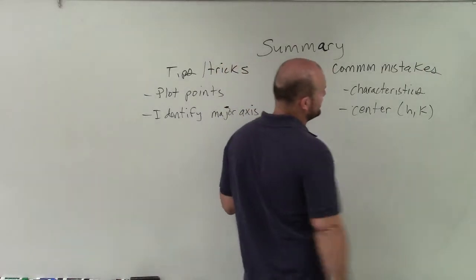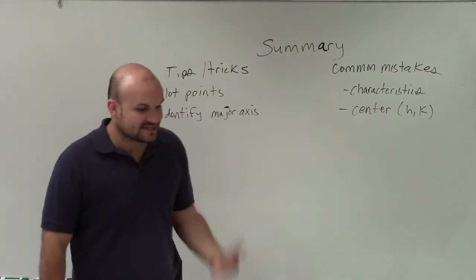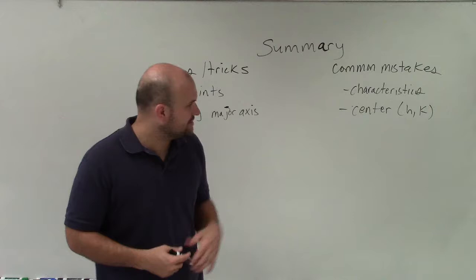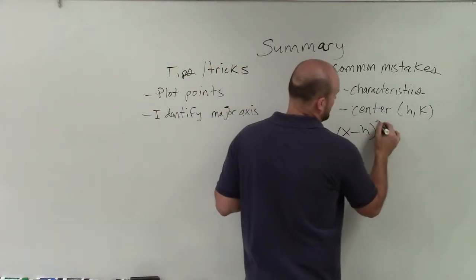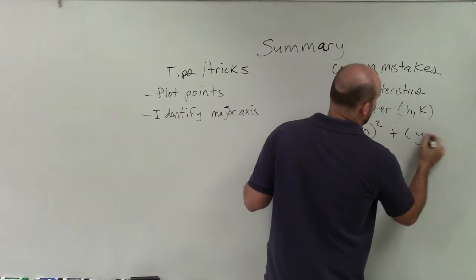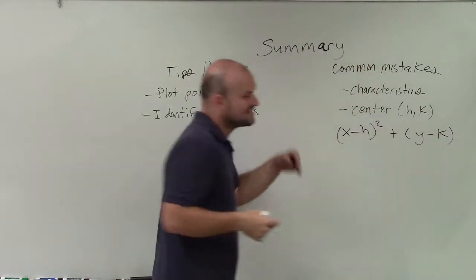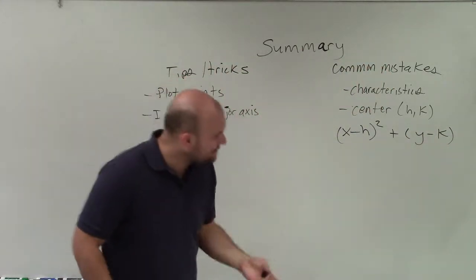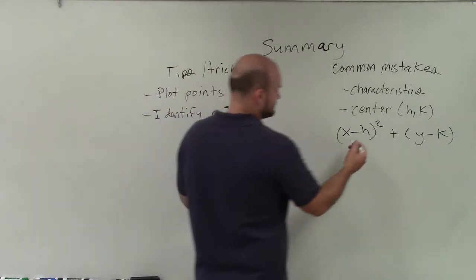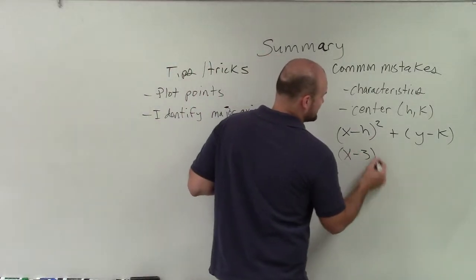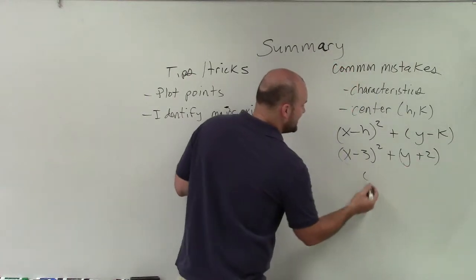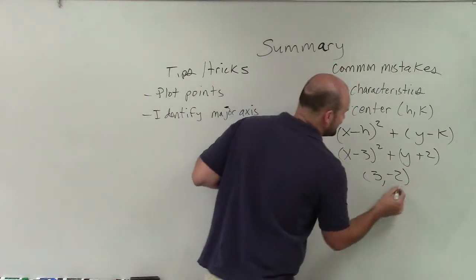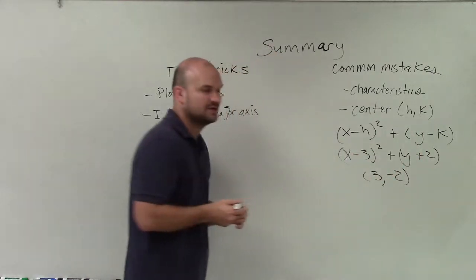And lastly, when we're looking at going through this for the center, remember the formula is x opposite of h squared, plus y opposite of k squared. Remember, it's x opposite of h, y opposite of k. So if I have x minus 3 squared plus y plus 2, then my h and k is positive 3, negative 2. It's the opposite inside of the equation.